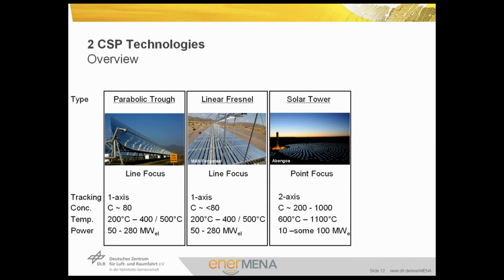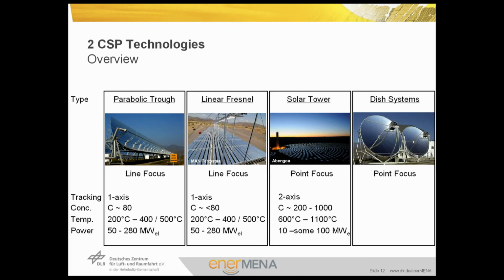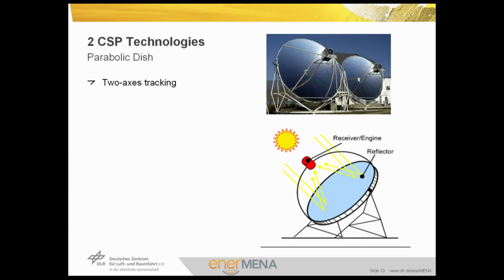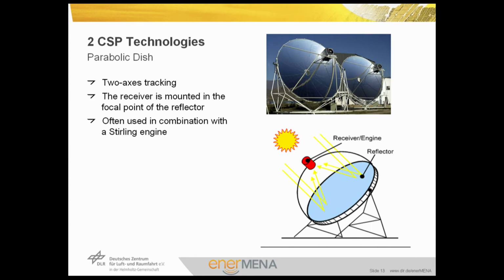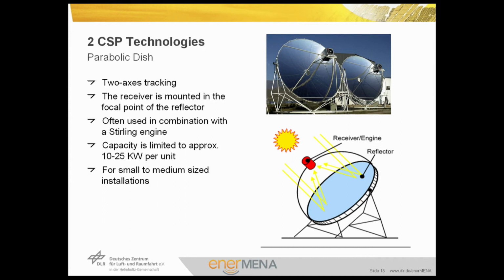The power levels are in between 10 to some hundreds of megawatt electric. A last CSP technology I want to mention is the dish system. The parabolic dish is a two-axis tracking technology where the receiver is mounted in the focal point of the reflector. It is often used in combination with a Stirling engine, then its capacity is limited to approximately 10 to 25 kilowatt per unit. It is more for small or medium-sized installations, either in off-grid or in grid connection.